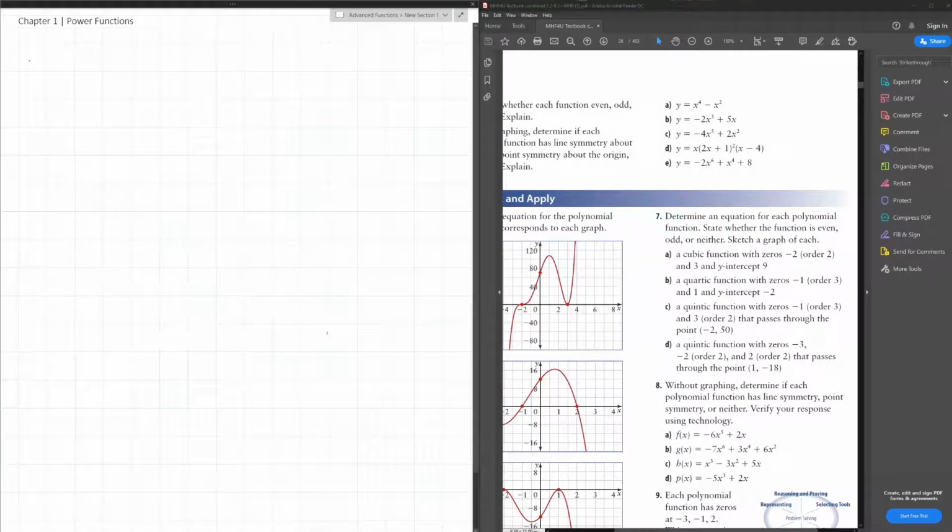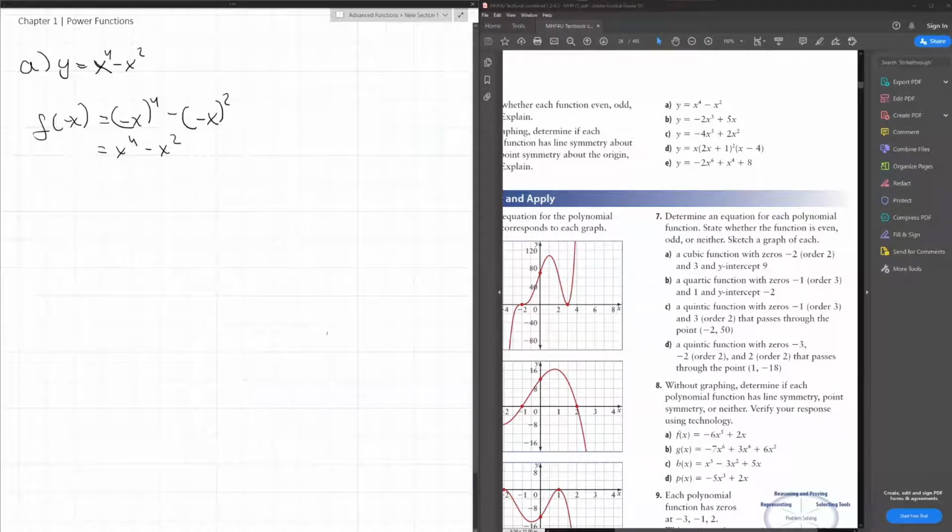A. y equals x to the power of 4 minus x squared. So we see these are two even numbers. So let's just test if it's an even function. So let's say f of negative x, because we could say this is f of x, is equal to negative x to the power of 4 minus negative x to the power of 2, which is equal to x to the power of 4 minus x to the power of 2, which is the same, therefore it is even.